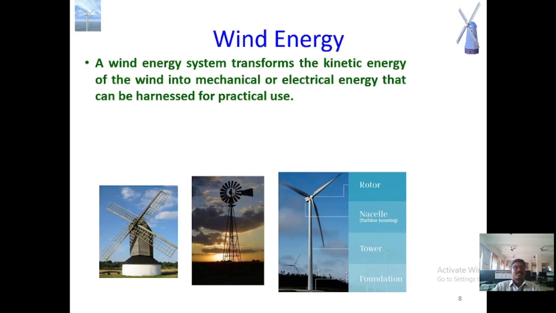The next one is wind energy. A wind energy system transforms the kinetic energy of the wind into mechanical or electrical energy that can be harnessed for practical usage. In that case, the source is wind. From the wind, kinetic energy is received. That kinetic energy is converted into mechanical energy. That mechanical energy is given to the generator, and the generator converts the mechanical energy into electrical energy.